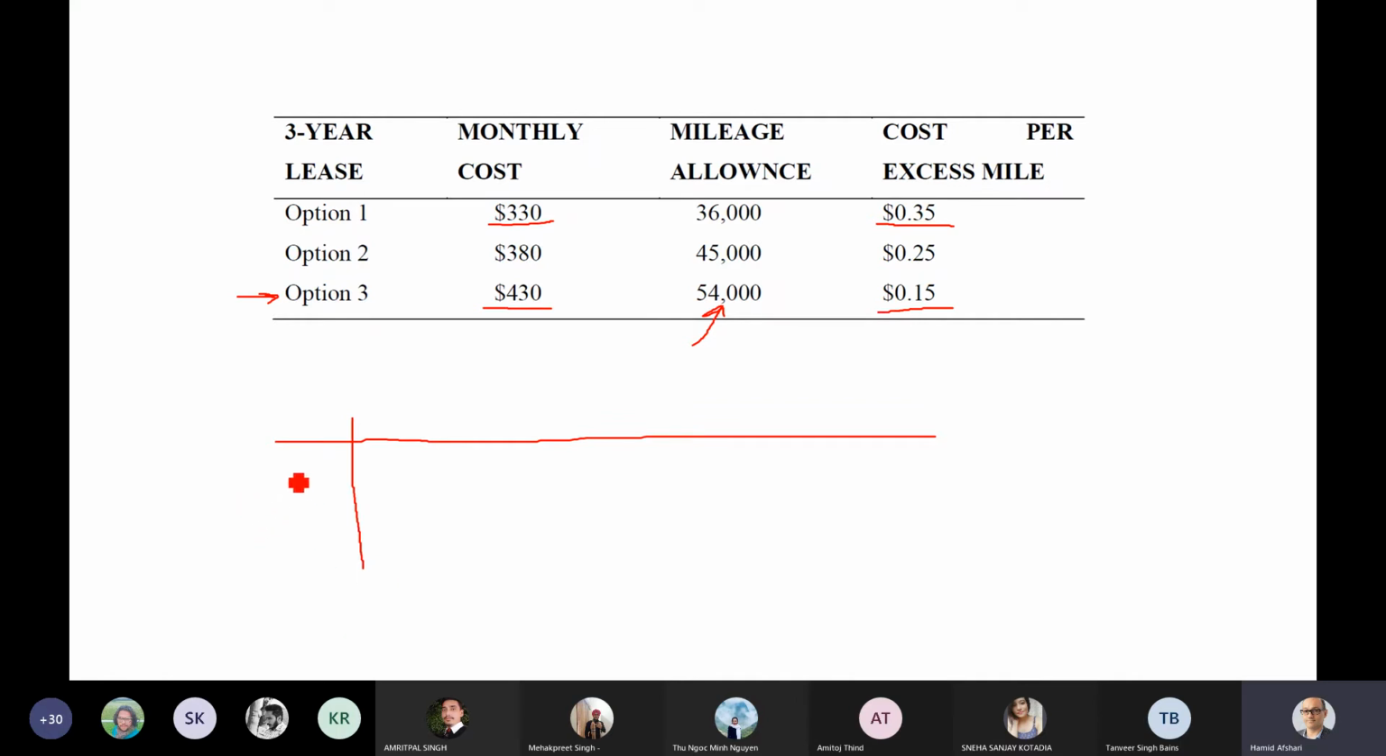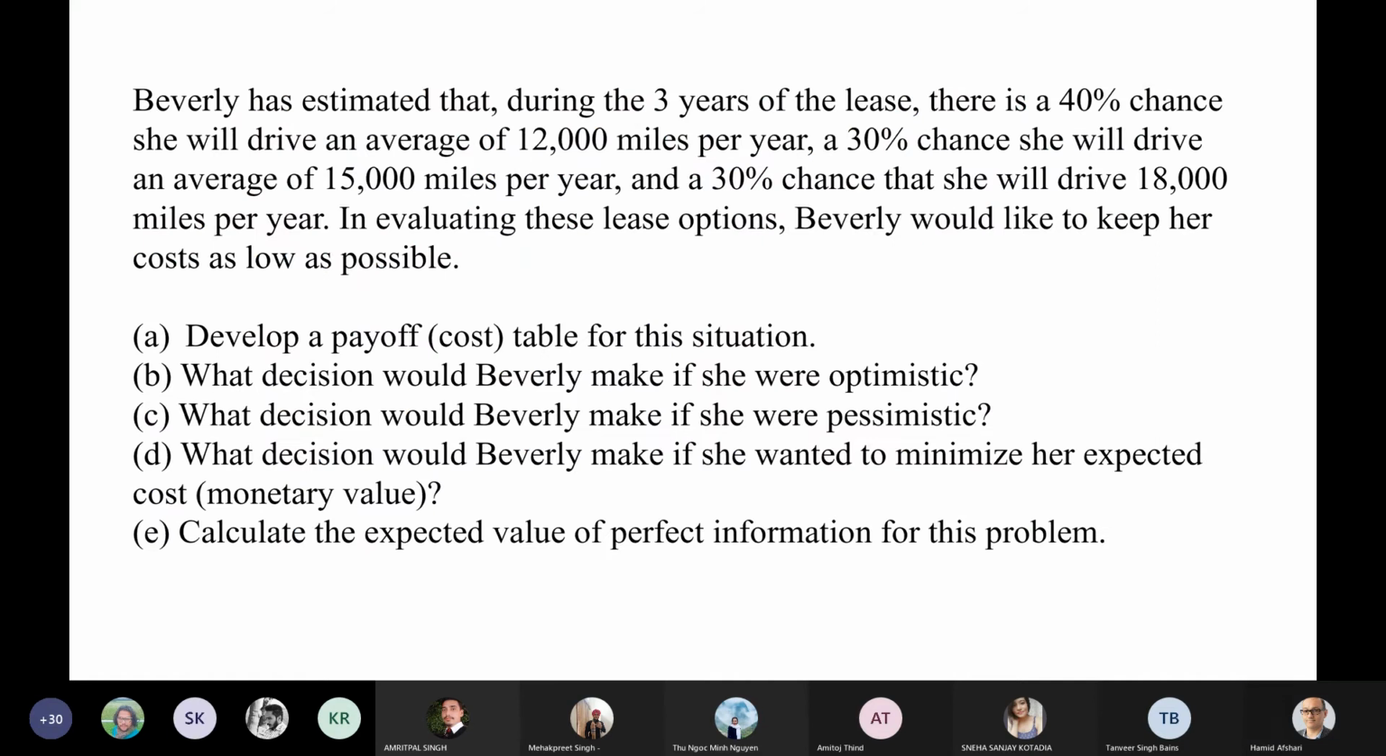Okay, first of all, I have three options: option 1, option 2, and option 3. So three alternatives. Now I have to investigate a state of nature. What are states of nature? Maybe this slide helps. So you have probabilities for something. Those somethings could be a state of nature.